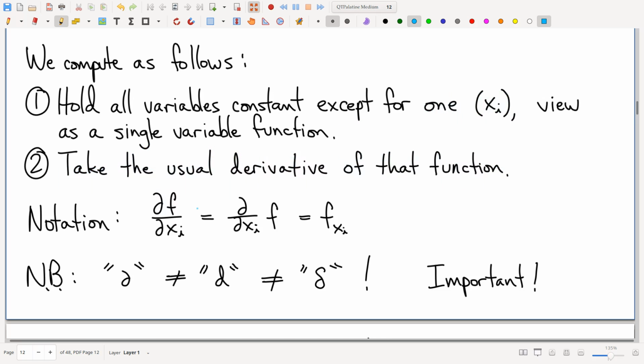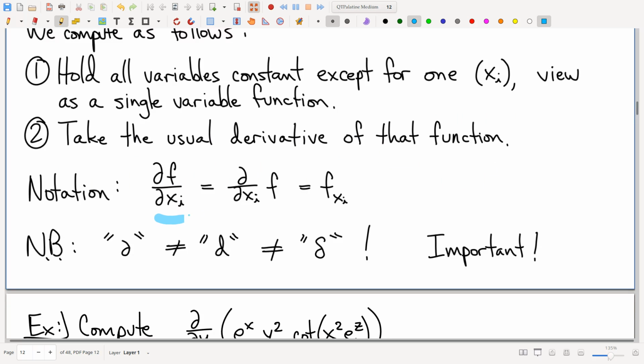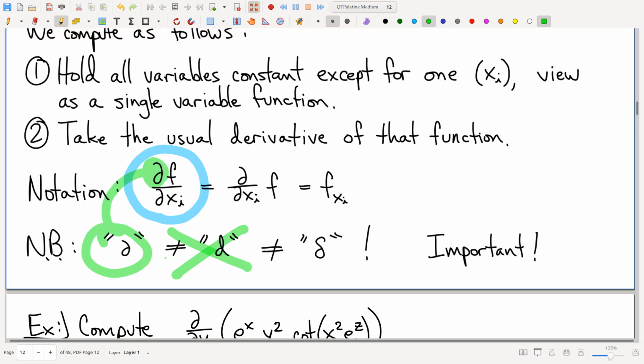So some notations we need to talk about. Here's how we typically write a partial derivative. Do be careful. This symbol right here is not a D. D would mean something different. D would suggest you're taking literally a single variable derivative of something that is literally not a single variable function. You can't do it. It doesn't make sense.